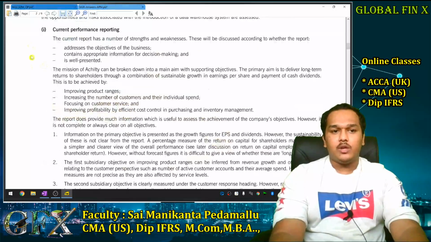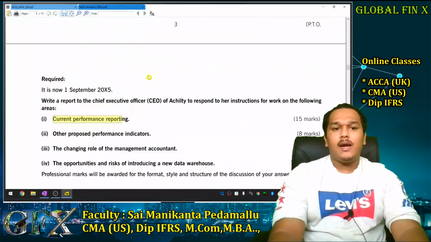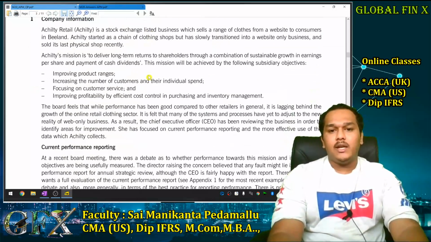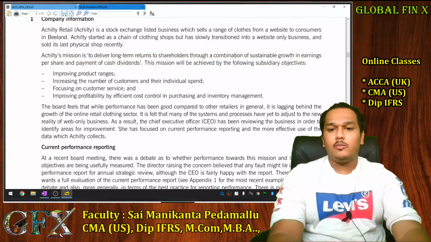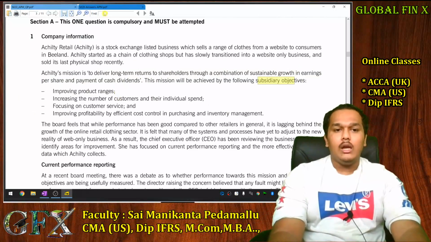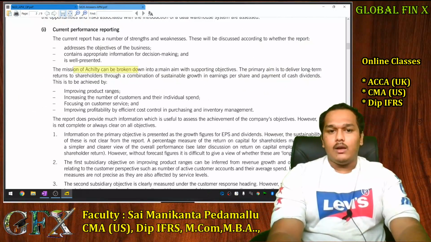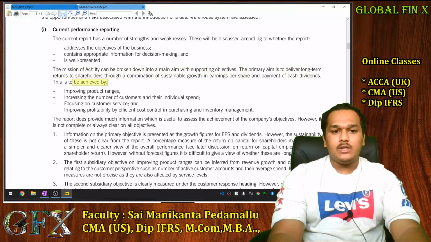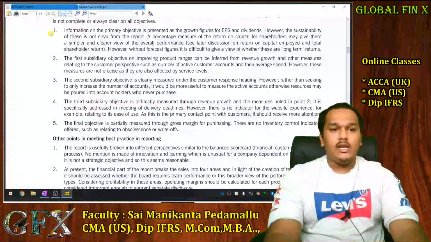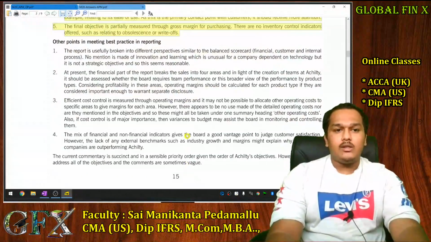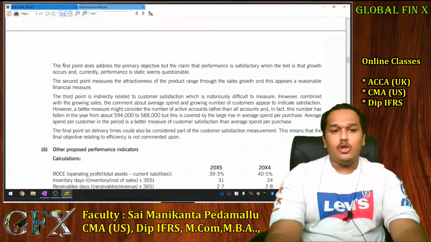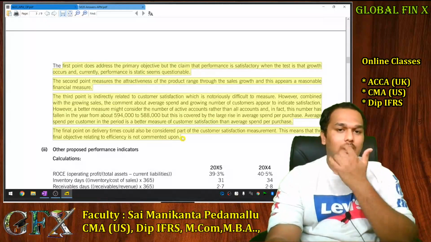First one, current performance reporting. If you go back to your question, you can see that the objectives are split into a primary objective, to deliver long-term returns by increasing EPS and DPS, and the secondary subsidiary objectives, four of them, which are given. Those things should be clearly mentioned. The primary aim is to deliver long-term return through EPS and DPS, and the four subsidiary goals are also given here. Then on each objective they explain the point of view of how the reporting is being conducted. Then other points relating to that are separately presented. Then your comments relating to that, what changes could be made or what suggestions you are giving.